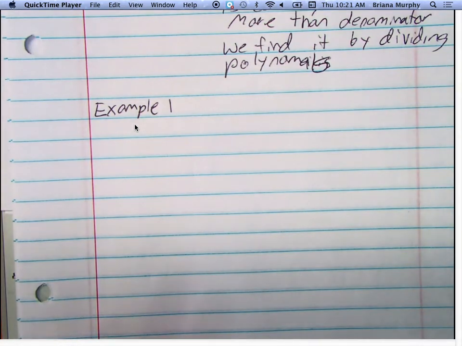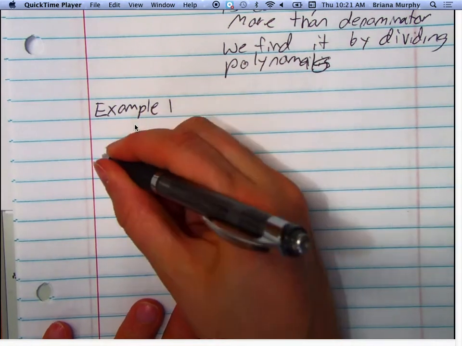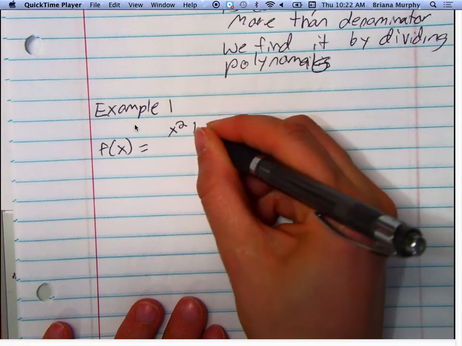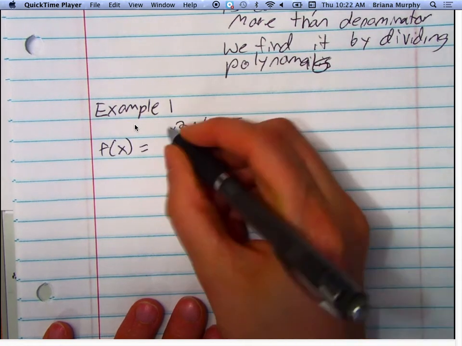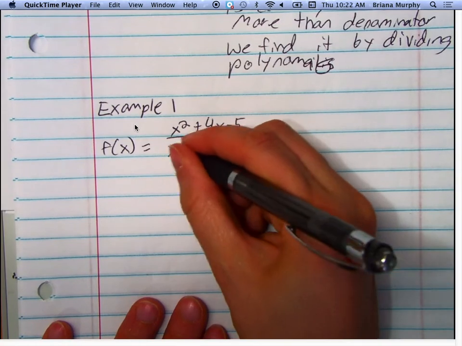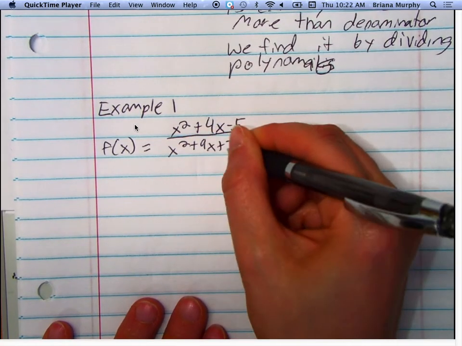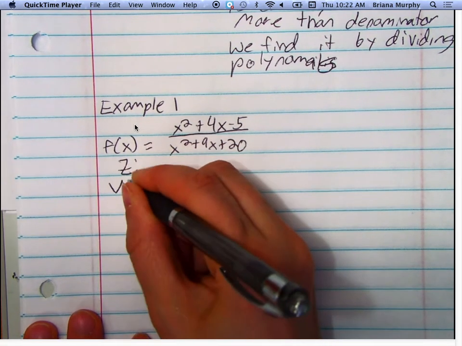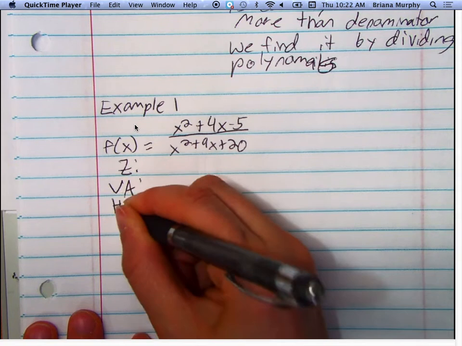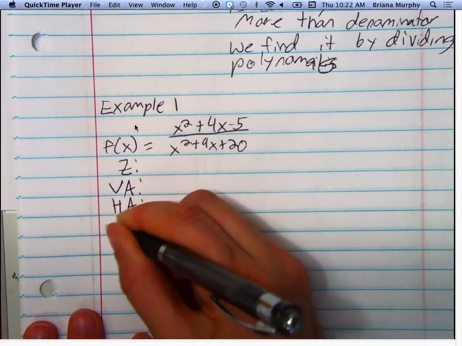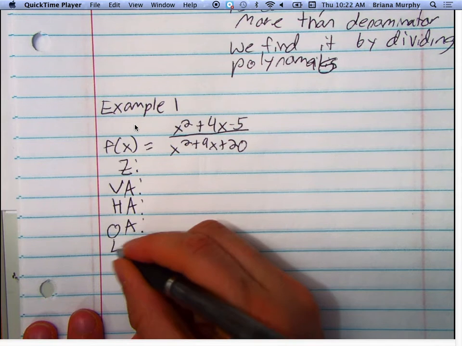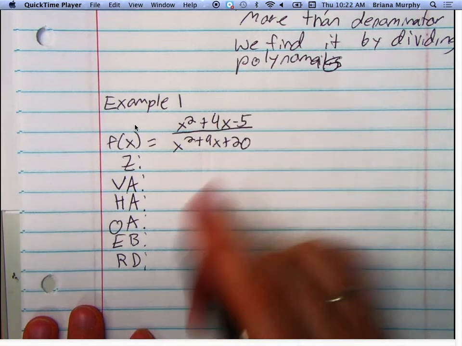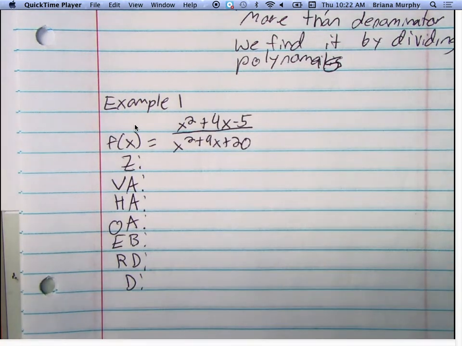So we are going to, with this example, f of x equals x squared plus 4x minus 5 over x squared plus 9x plus 20. And we're going to find the zeros, the vertical asymptote, the horizontal asymptote, the oblique asymptote, end behavior, removable discontinuity, and then we're going to graph it.